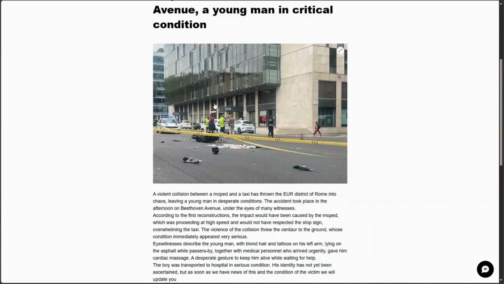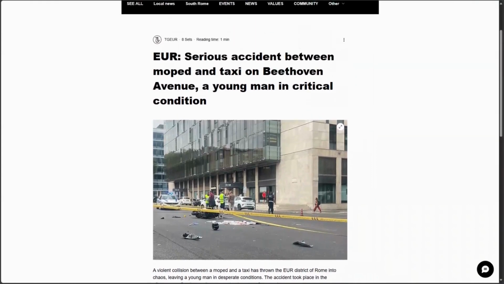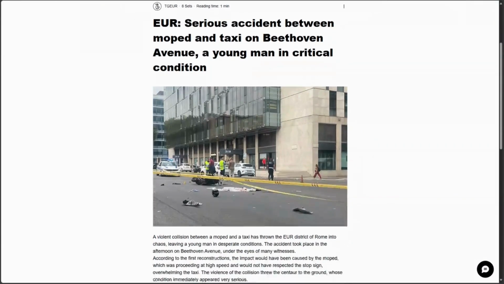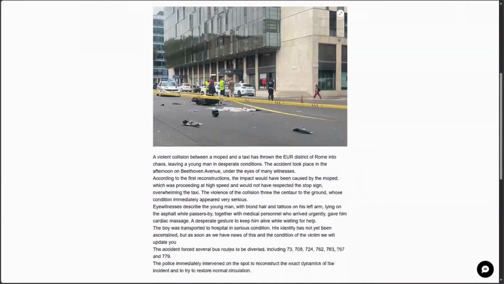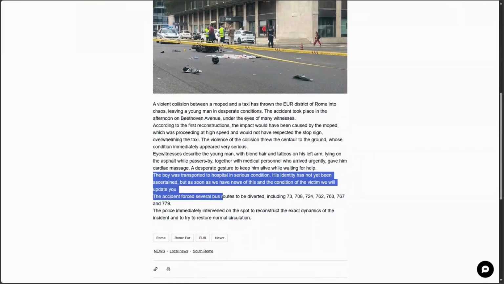We are looking at the recent incident reported in Italian news, a serious accident near the Euro District, the most famous business district in Roma, known for its skyscrapers, offices, and dense public transport network. Unfortunately, the accident involved a motorbike and a taxi, causing significant disruption. Several public transport lines had to be diverted.